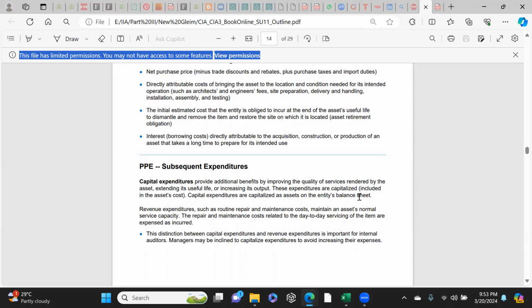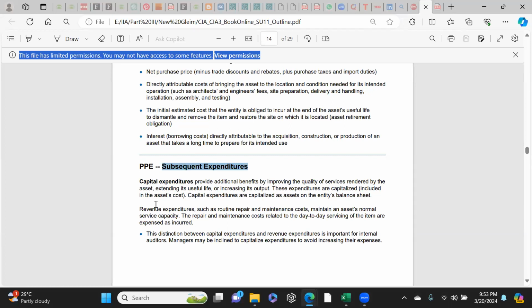Those things also you will be capitalizing. The subsequent expenditure also will be capitalized as a part of the asset. Revenue expenditures such as routine repair and maintenance costs maintain an asset's normal service capacity.